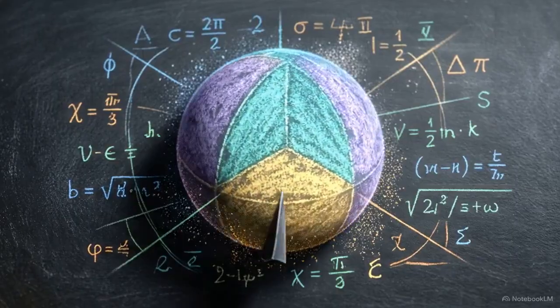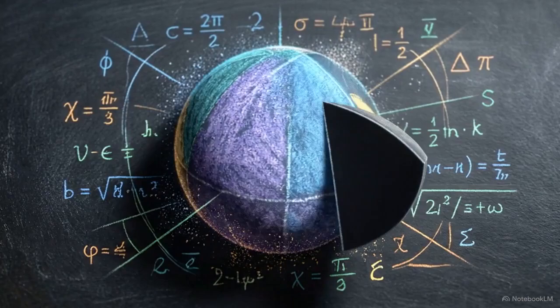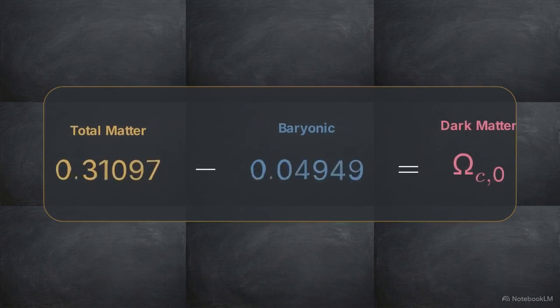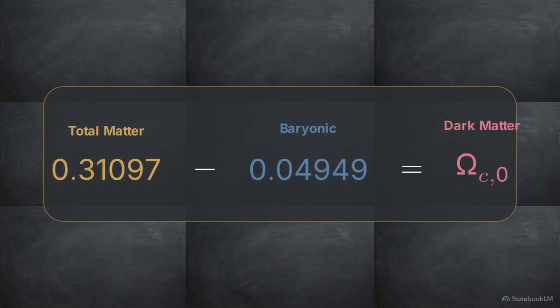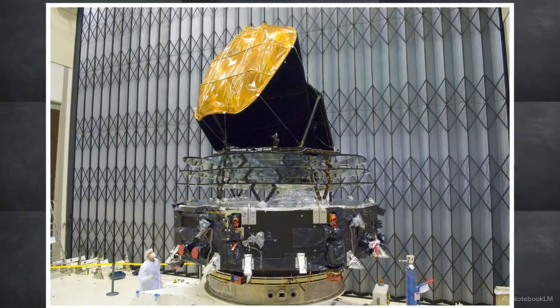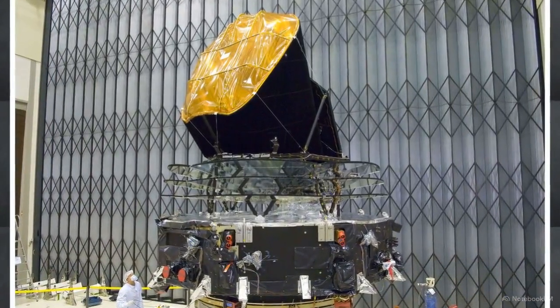Because the total matter and baryonic matter fractions are now geometrically fixed, the remaining non-baryonic dark matter component is found through simple subtraction. Subtracting the calculated baryonic fraction from the total matter sector yields a closed form for dark matter, approximately 0.26148. This framework correctly predicts both macroscopic matter partitions, strictly within the bounds of modern observational cosmology.